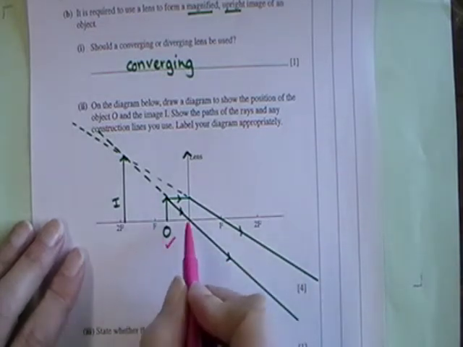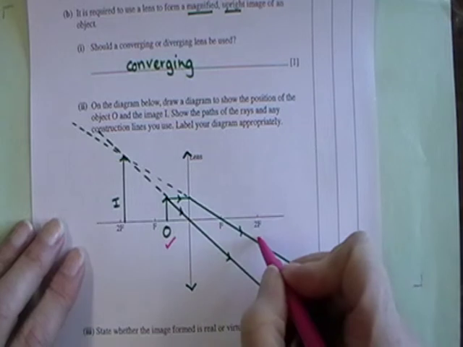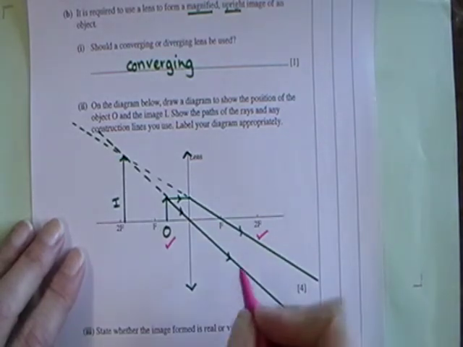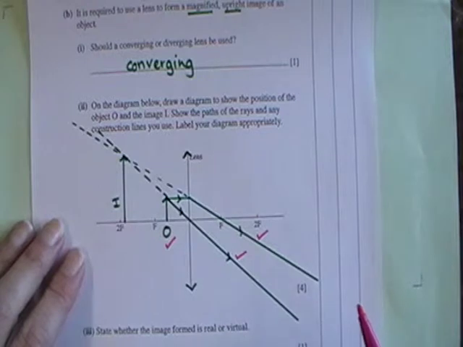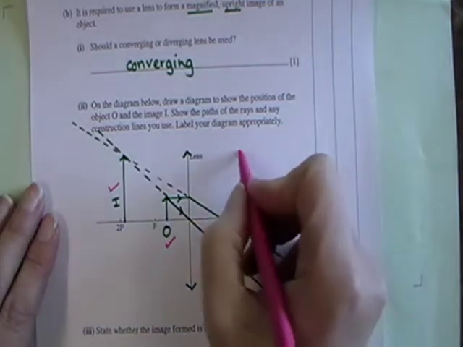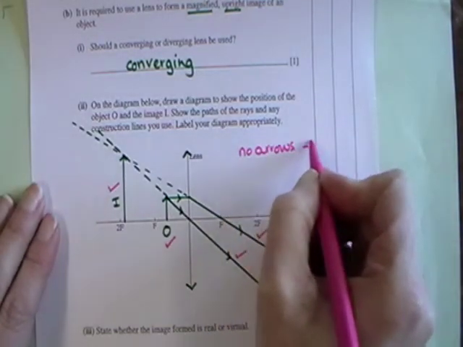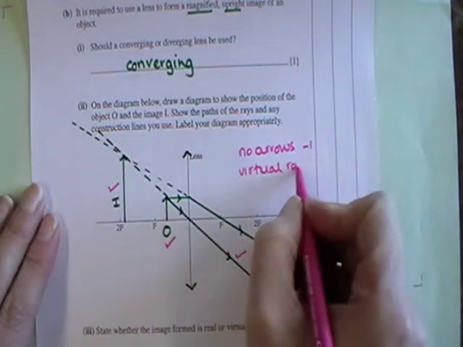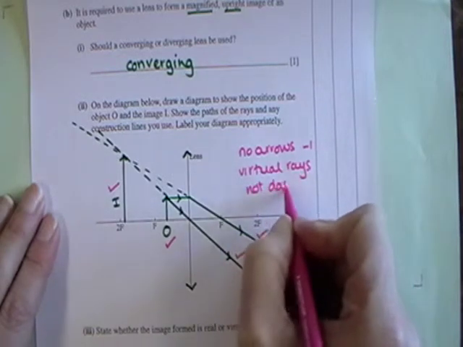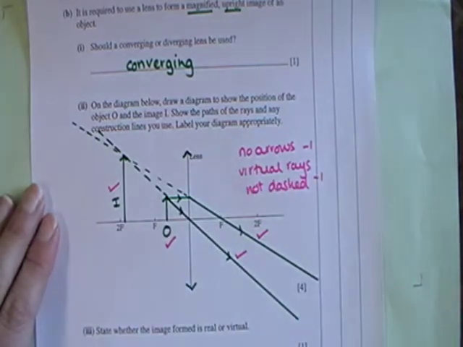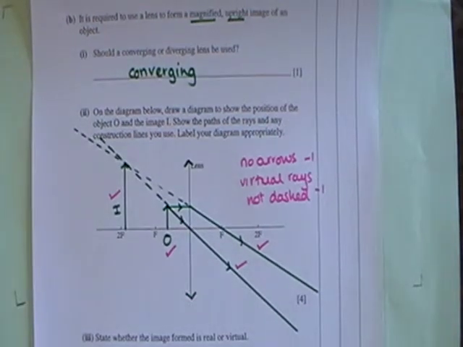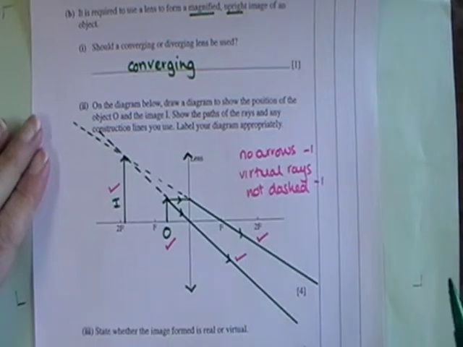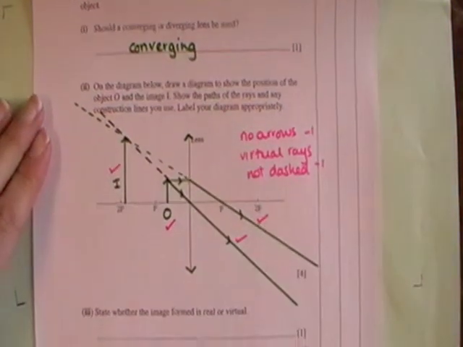The marks in that question: the first mark was for locating the object between F and the lens. Second mark was for one of the rays. Third mark was for the other ray, and the fourth mark was for locating the position of the image. If you had no arrows, you lost a mark. And if your virtual rays were not dashed, you also lost a mark. So whilst it's easy to learn and draw those diagrams, it is very easy to throw away marks, either in haste or being careless in exam.